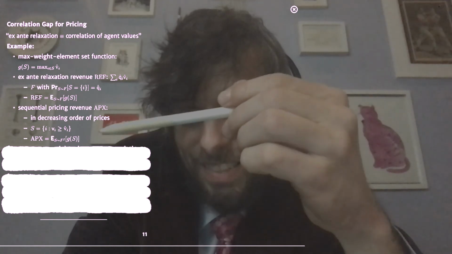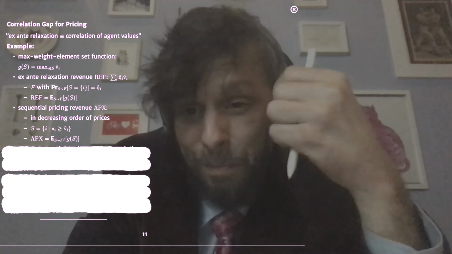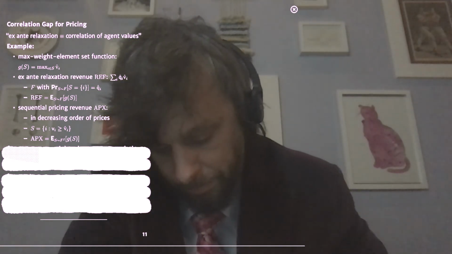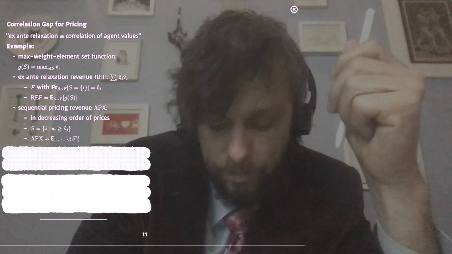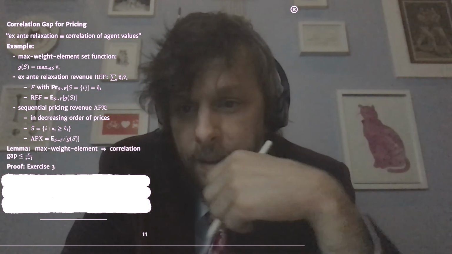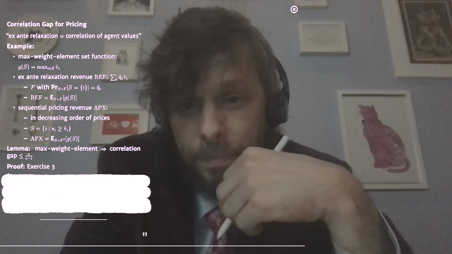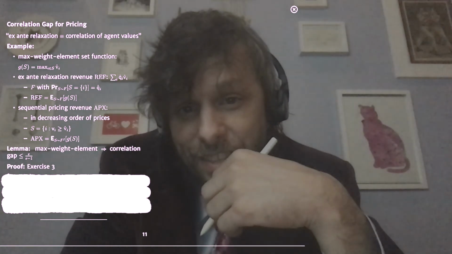So the sequential pricing revenue is exactly equal to the max weight element set function with distributions given by the marginal probabilities, where the marginal probability is the probability your value is at least v i hat. And so the lemma is that the max weight element set system has correlation gap e over e minus 1. In fact, the max weight element set system is submodular, which is easy to show.